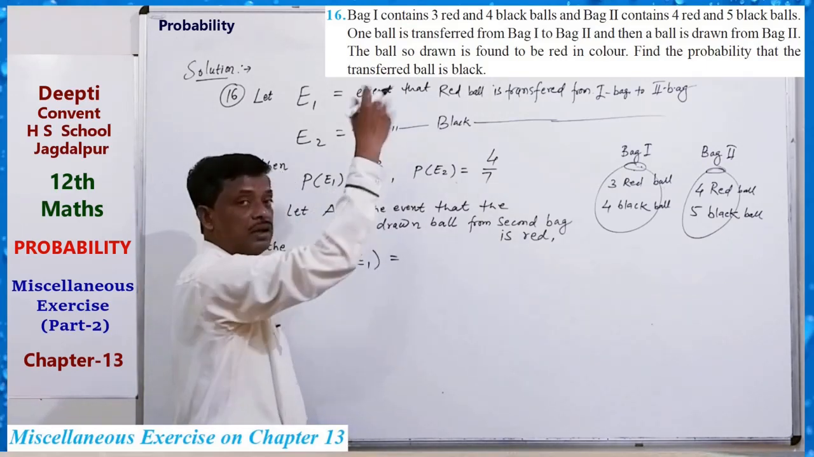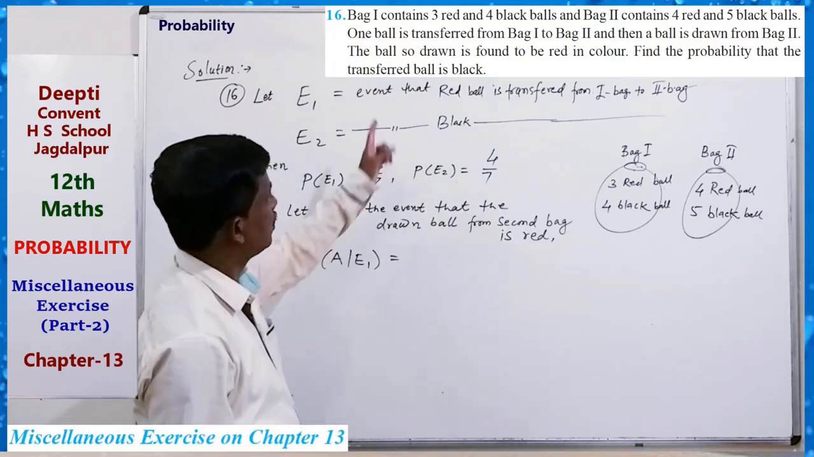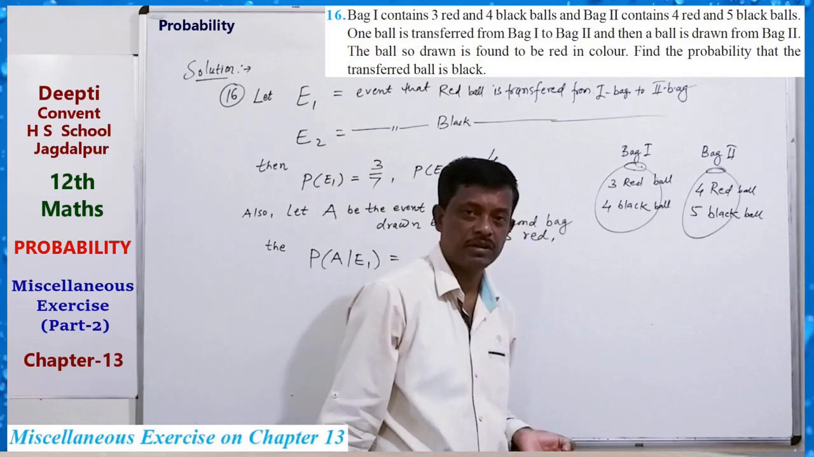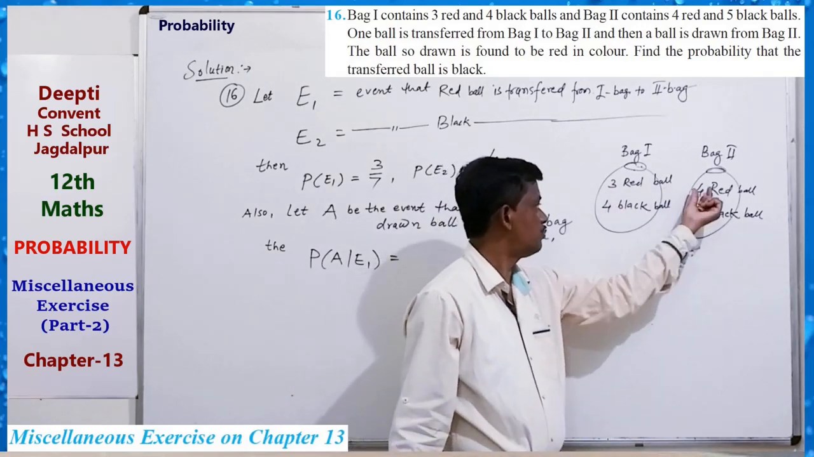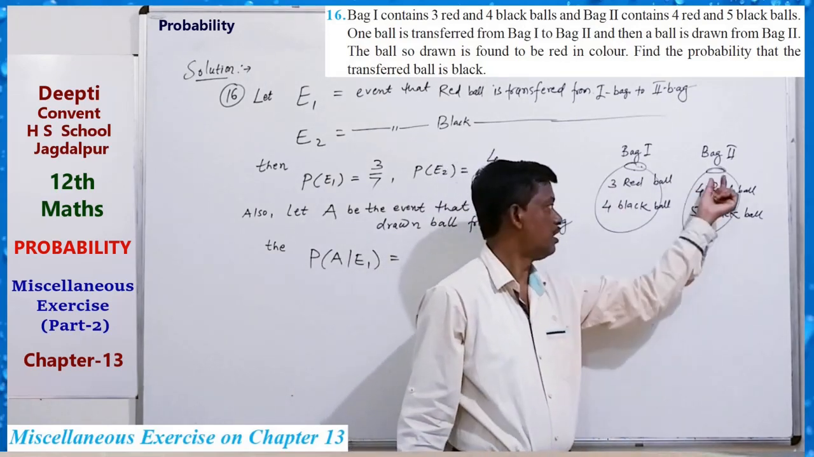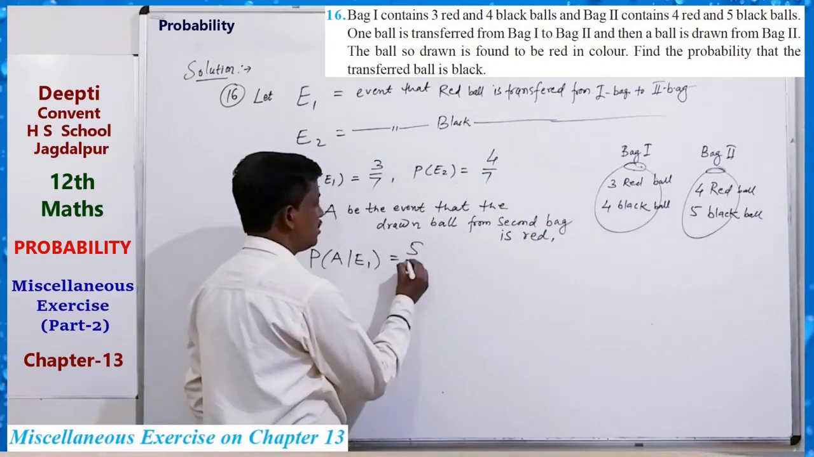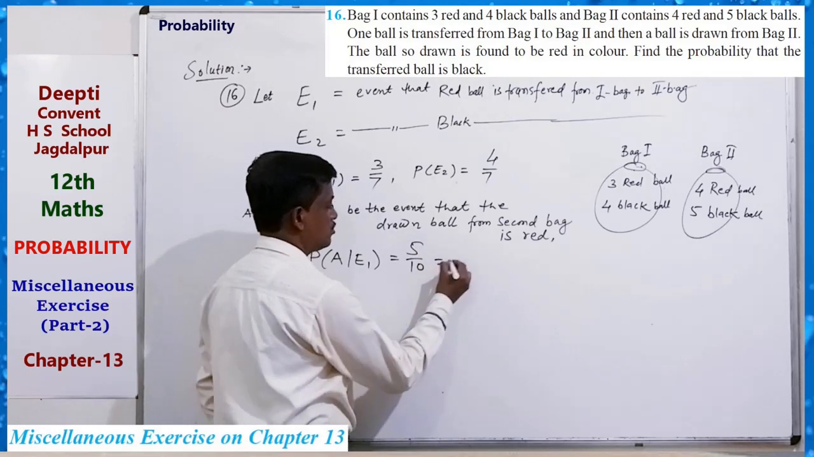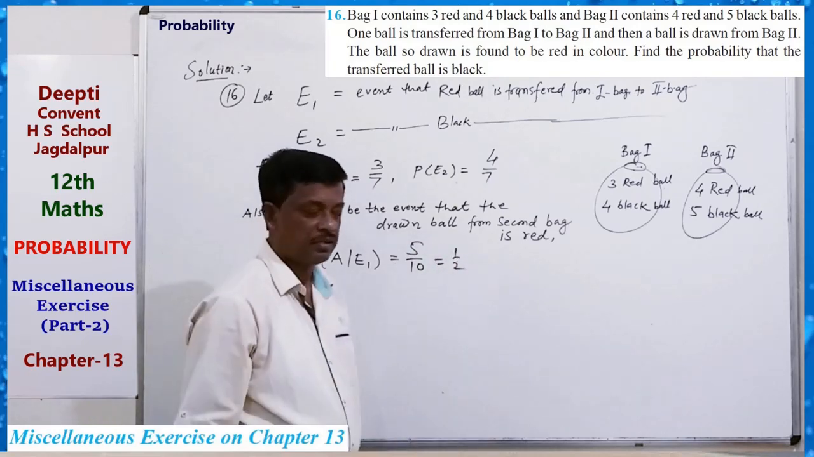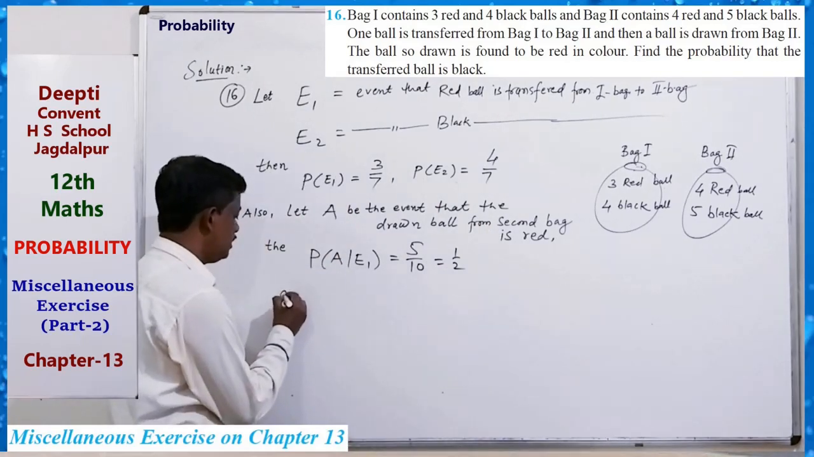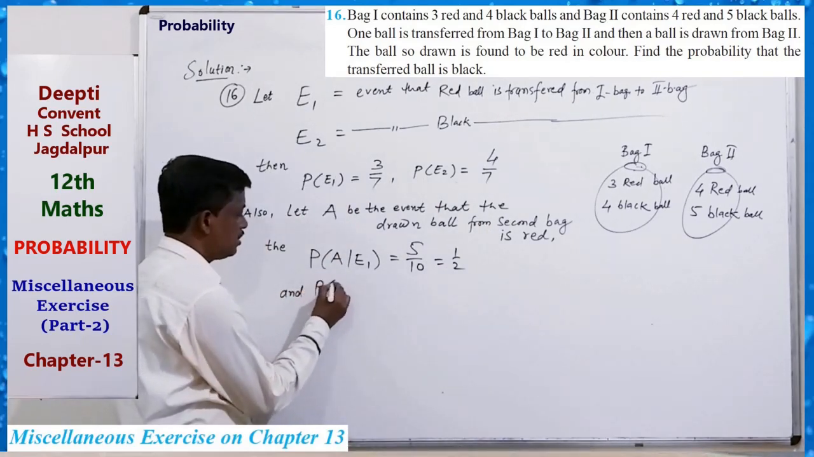When this event has already happened, that is, a red ball is transferred to the second bag and one ball is selected from there, there are 5 red balls. So 5 by 5 plus 5, that is 5 by 10, which equals 1 by 2. Very clear? Similarly, P(A by E2).